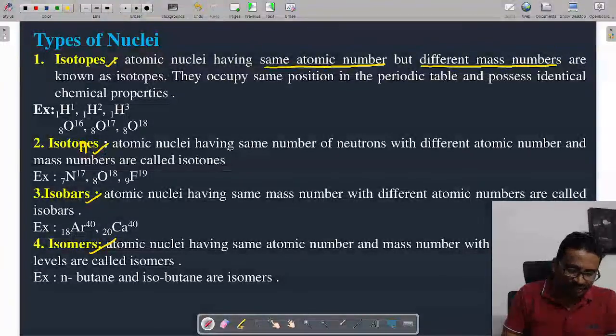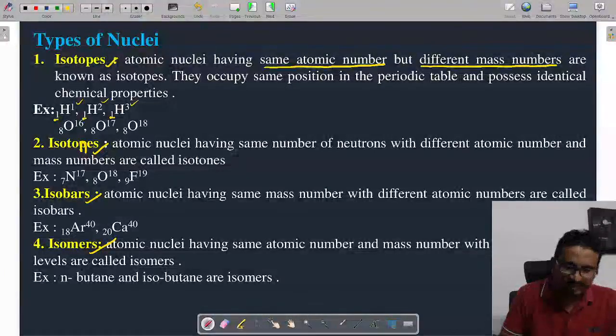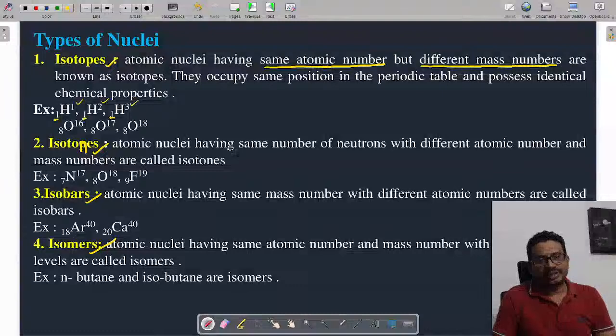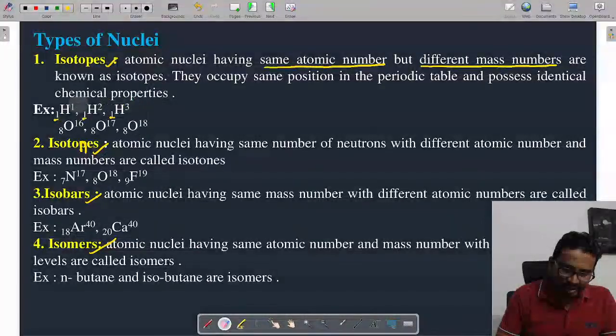In hydrogen we have different types of isotopes. You can see here that the atomic numbers are the same and the mass numbers are different. Atomic numbers are same but mass numbers are different. So these are called as what, tell me? These are called isotopes.